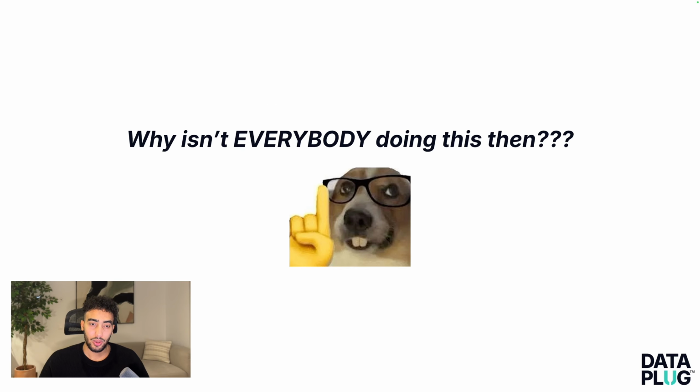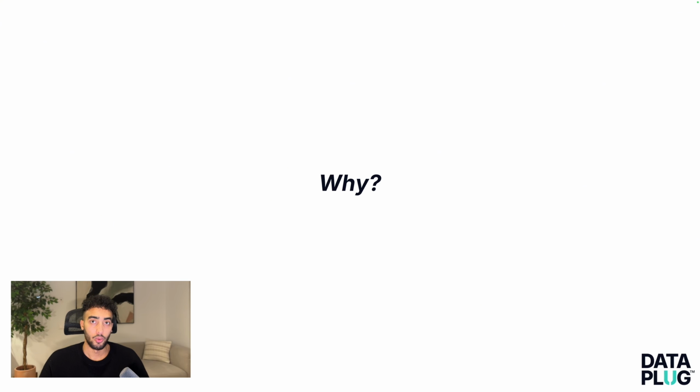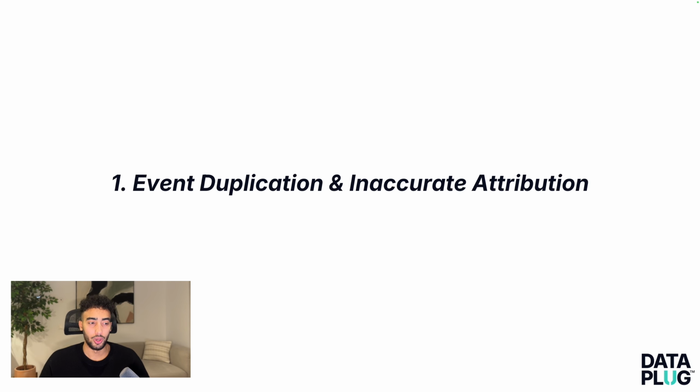Why isn't everybody doing this? Why don't they have this set up, or if they do, it's not working? It's because most pixel CAPI setups don't work, they fail. Why? It's one of the following three reasons. First one is event duplication and inaccurate attribution.